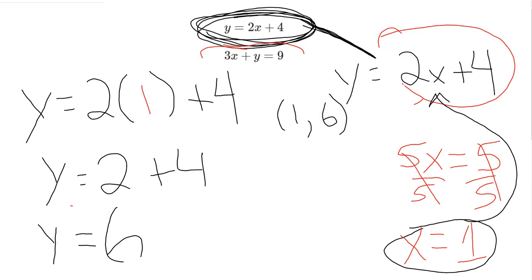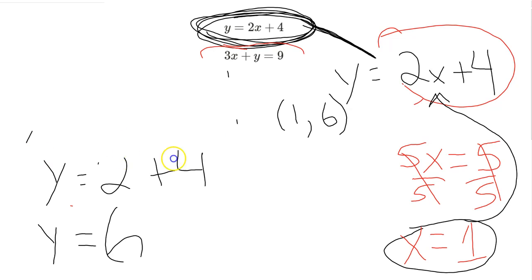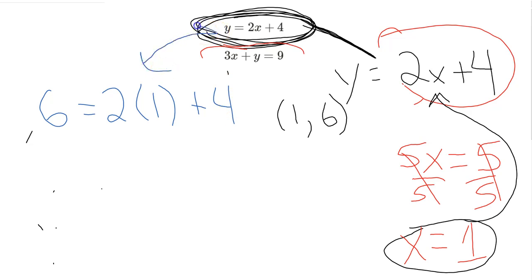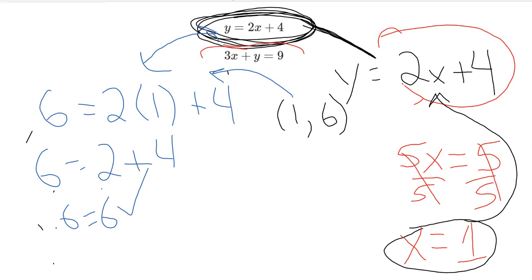And we can check that real quick. If we go back and plug in both of those values, we will see that both of our equations will end up giving us true statements. So we'll plug it in real quick just so we can see it's done. I'm going to do 6 equals 2 times x, which is 1, plus 4. All I did was take this equation here and plug in my points 1 and 6. So I've got 6 equals 2 plus 4. 6 equals 6. That is true.